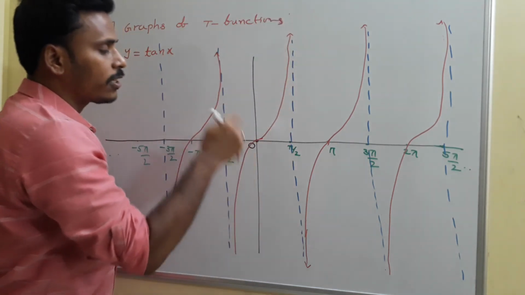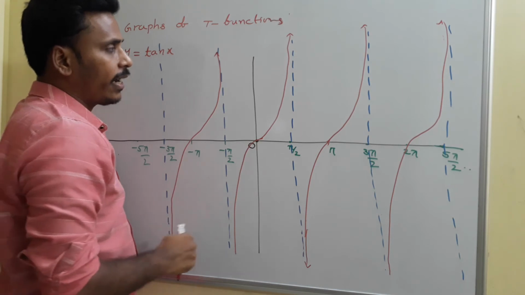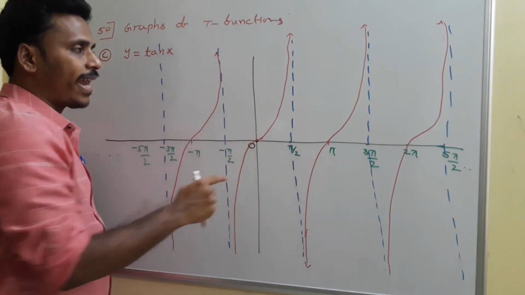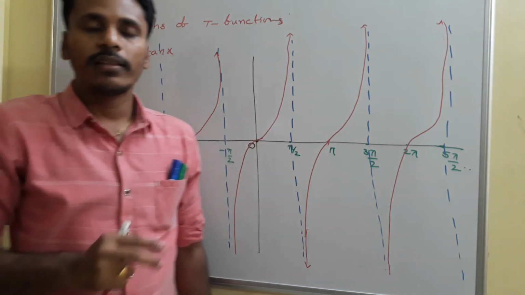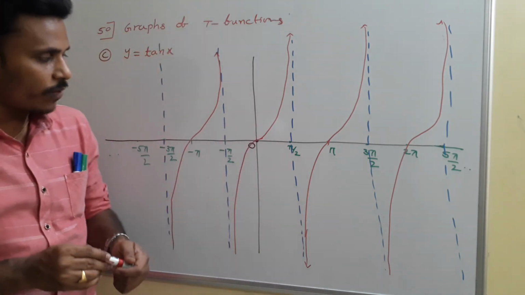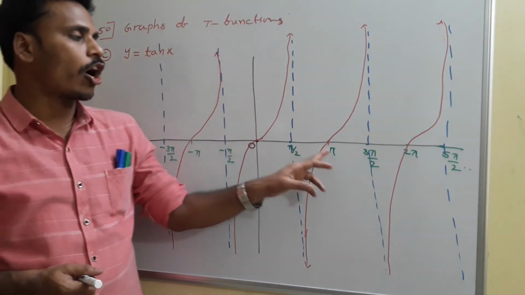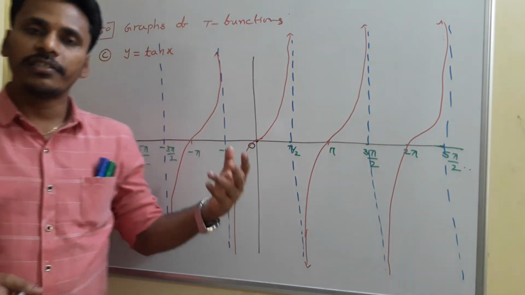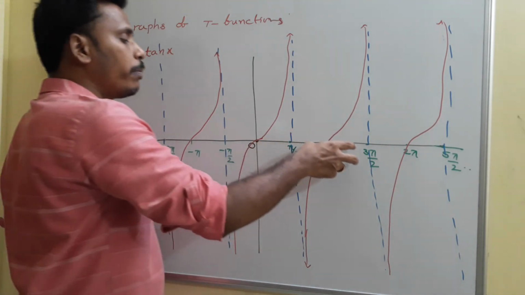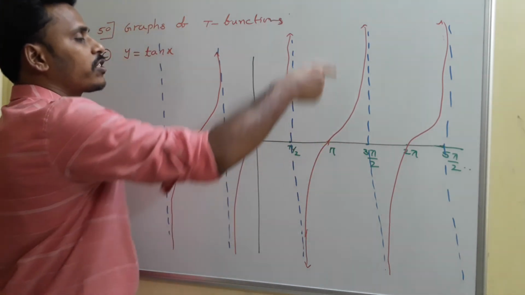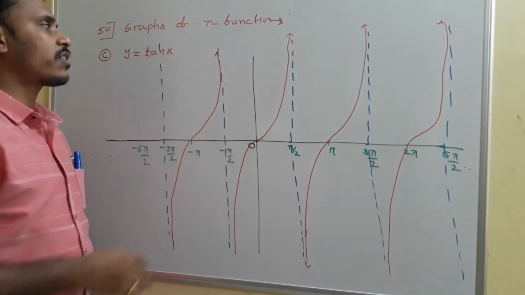At this place it gets cut, right? See, it is not continuous. The tan x graph is discontinuous actually. The graph is discontinuous at the points where x is an odd multiple of 90 degrees. And in each and every block of tan x, the graph is continuously increasing. So, this is the sketch of tan x.